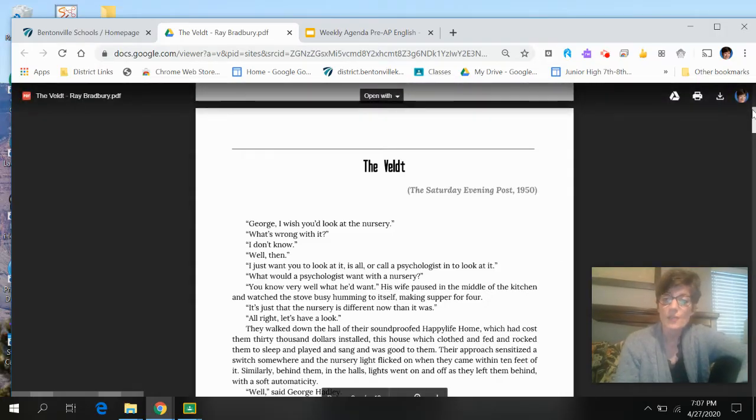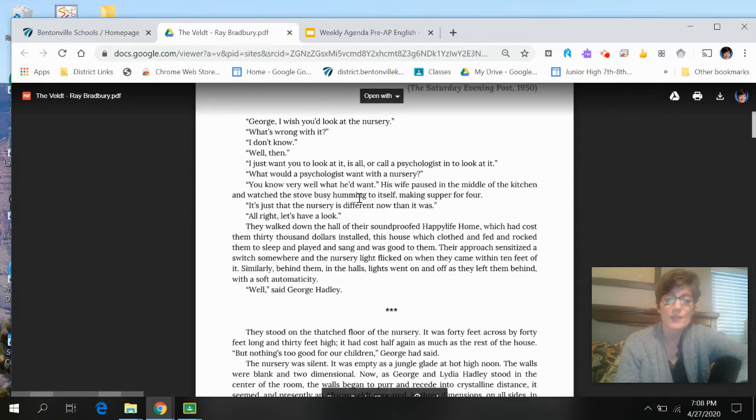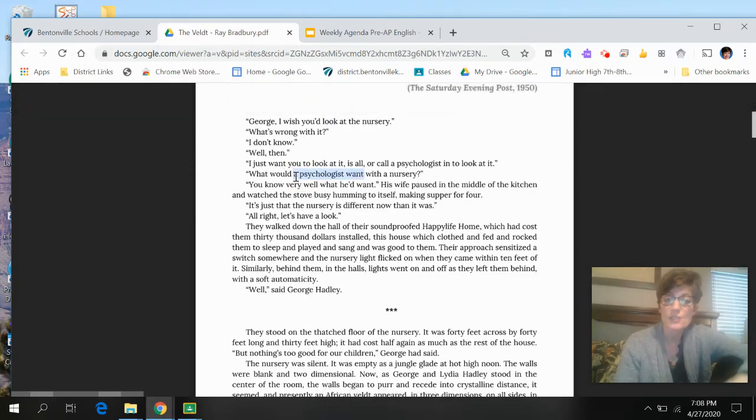So at the beginning, we start with a conversation between the two parents, and they decide that they want to get a psychologist to look at the nursery. The nursery, again, remember, think of it like a playroom or media room. And they go down to look at the nursery.